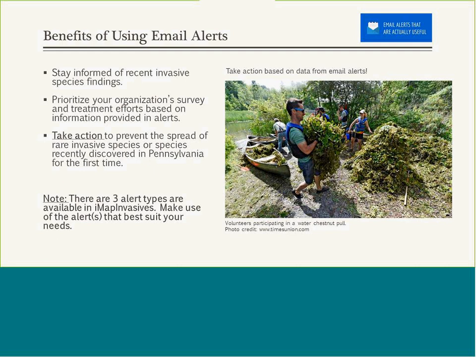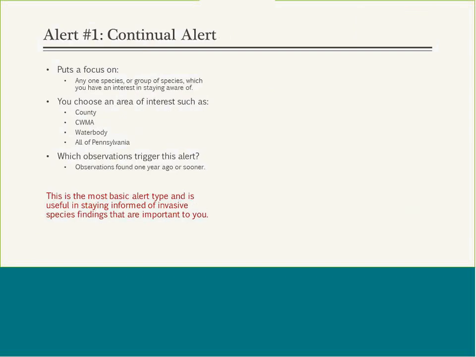And ultimately, we're hoping this information from email alerts can be used to help you take action and prevent the spread of species that might be rare in the state, or ones that are recently discovered, or even ones that are common and just need to go out and be treated. And they might be in your area that you're working in. We do have 3 alert types that are available, and I'm going to go through each one so that you better understand what they are and what they offer.